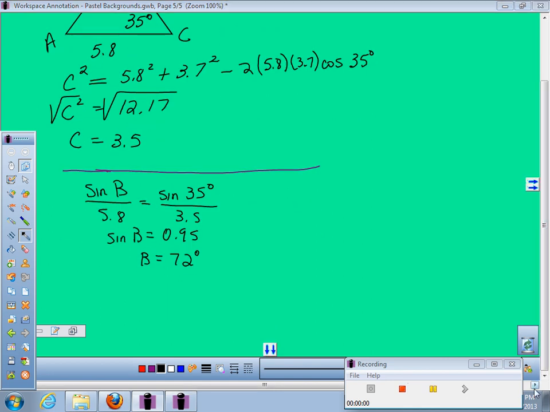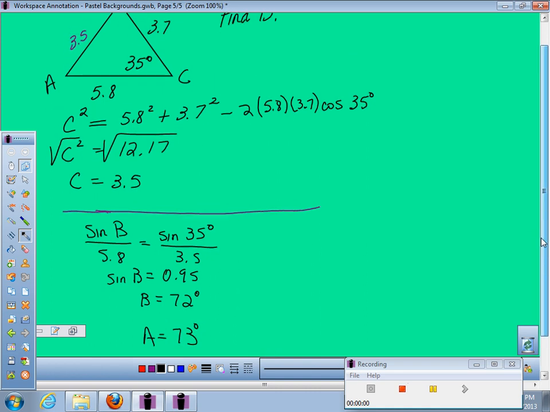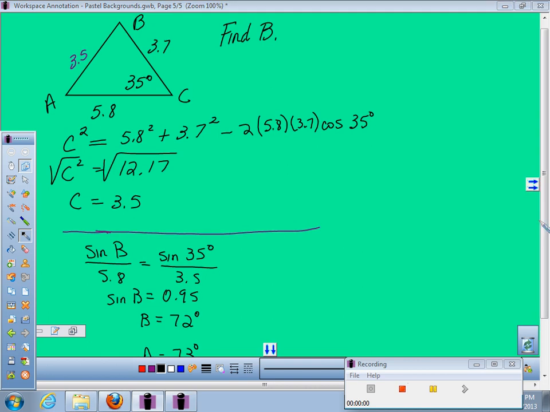So what would angle A be in this problem? Just, I got 72, I got 35, that's 107. So angle A would be left to be 73 degrees. That wouldn't work.